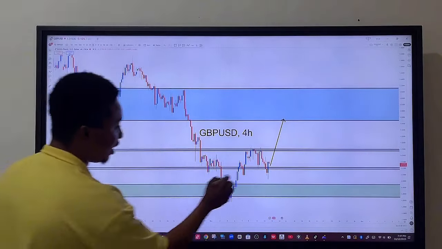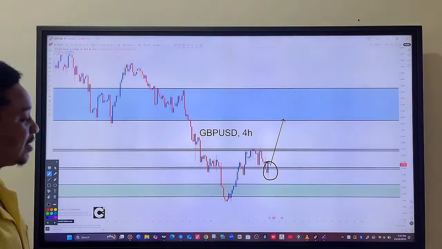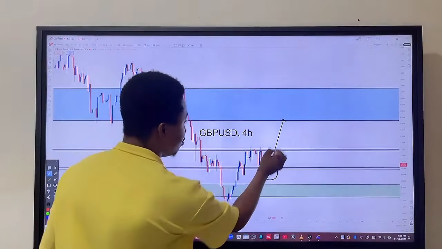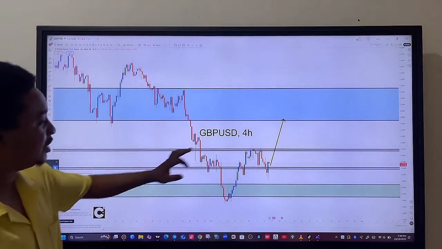There's a confirmation candle here on the 4-hour time frame. So I won't talk about any confirmation at this moment. We are definitely going to see price move all the way to the upside as expected. All right. So that's also it for GBP USD.